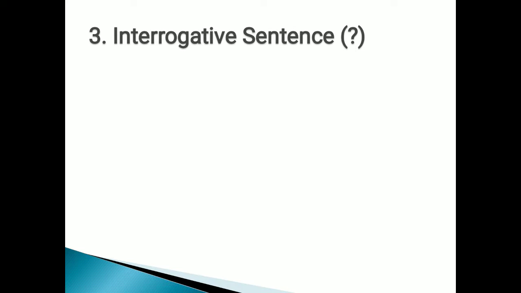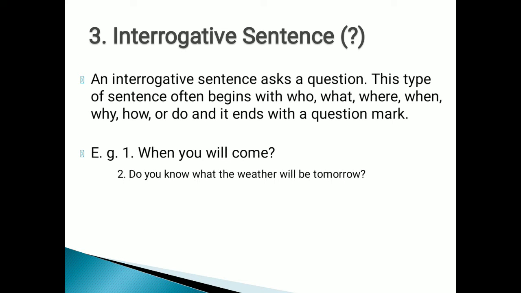Third type is the interrogative sentence. This is very simple to identify because at the end of the sentence you will get a question mark. Whenever somebody asks a question, that statement is in the category of interrogative sentence. This type of sentence often begins with who, what, where, when, why, how, or do, does, did, or sometimes with the to be form, that is am, is, are, was, were, shall, will, and like that. I have mentioned two examples: when will you come, and do you know what the weather will be tomorrow? At the end of each statement we have a question mark. So it is very simple. Whenever there is a question mark, you have to mention interrogative sentence.